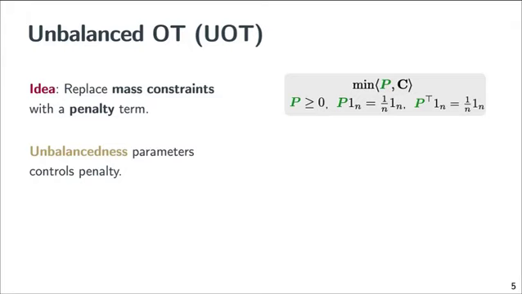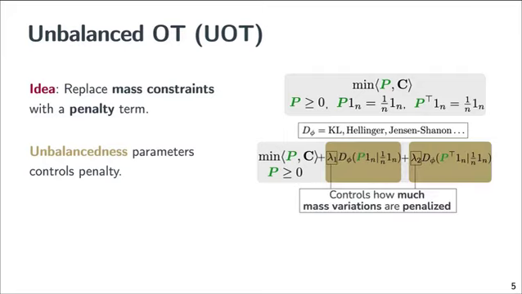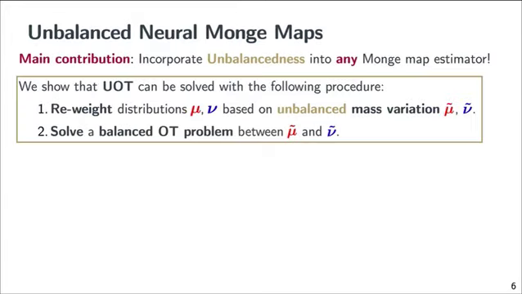This is where unbalanced optimal transport comes in. In the discrete sense, here again, we optimize for the coupling matrix P. The idea now is to replace the mass constraints with a penalty term that penalizes mass deviations. This is based on phi divergences such as the KL divergence. Now, if we don't enforce these mass constraints anymore, we change the amount of mass that is transported in the source and target distribution.